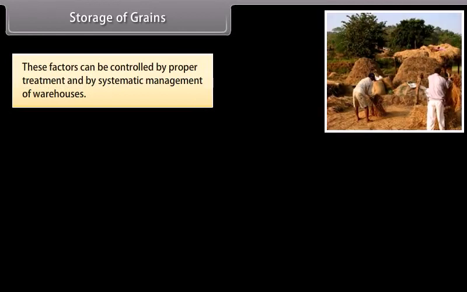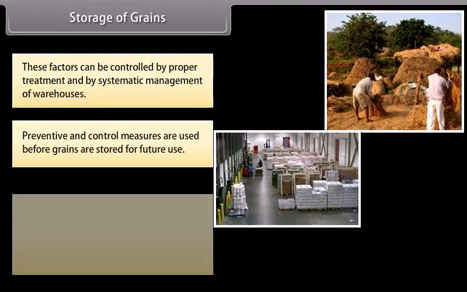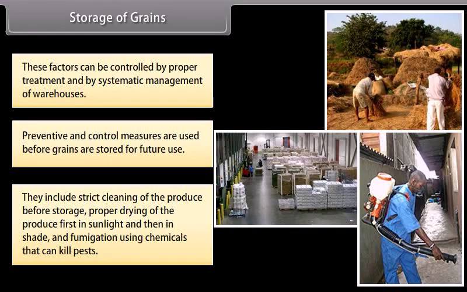These factors can be controlled by proper treatment and by systematic management of warehouses. Preventive and control measures are used before grains are stored for future use. They include strict cleaning of the produce before storage, proper drying of the produce first in sunlight and then in shade, and fumigation using chemicals that can kill pests.